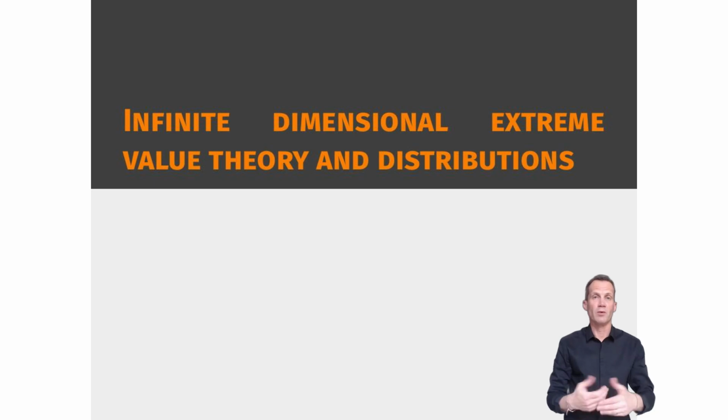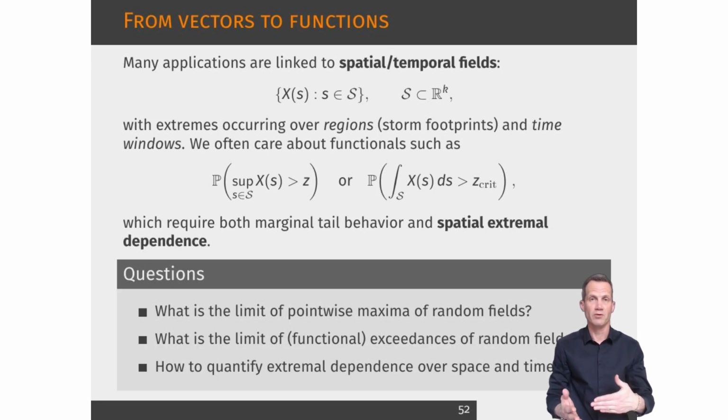In this fourth part, we move from multivariate vectors to functions, fields, and stochastic processes observed over space or time. Many applications of extreme value theory are not naturally finite dimensional. We may observe a spatial or temporal field, for instance, rainfall over a region, temperatures over time, wind speed over a geographical area, or losses evolving along a time window.